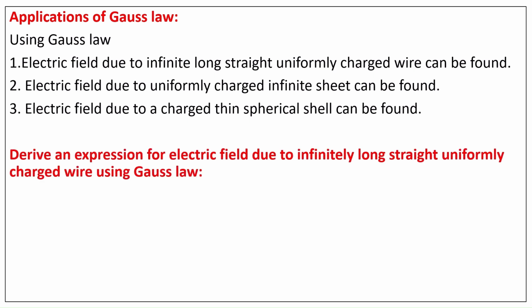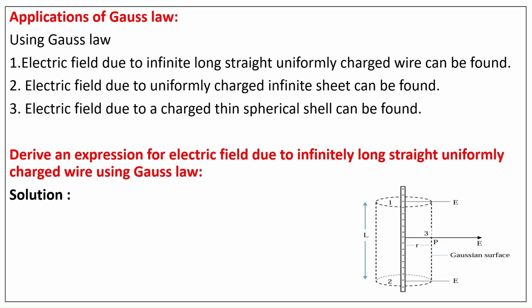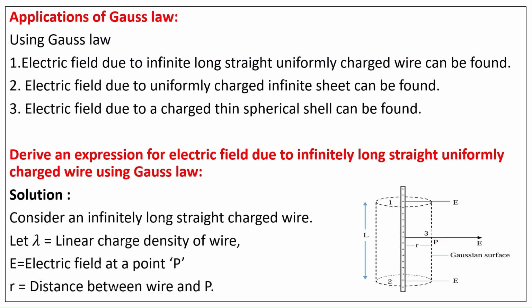1. Derive an expression for electric field due to infinitely long straight uniformly charged wire using Gauss law. Solution. Consider an infinitely long straight charged wire. Let lambda is equal to linear charge density of wire. E is electric field at a point P. R is distance between wire and P. Draw a cylindrical Gaussian surface of radius r passing through point P as shown in figure.